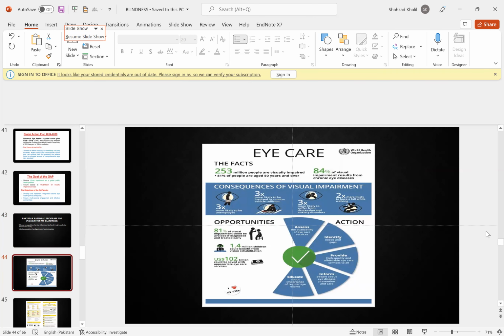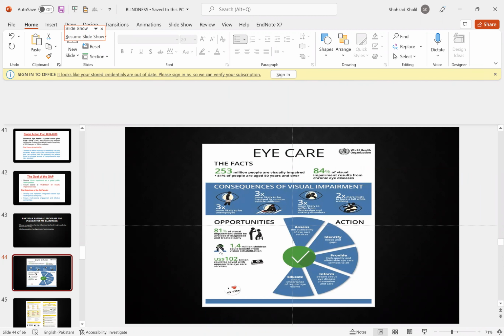If we talk about the eye care advised by WHO, the facts are: 253 million people are visually impaired. 81% of people are aged 50 years and over. 84% of the visual impairment results from chronic eye diseases. And the consequences of visual impairment are that people are 3 times more likely to be unemployed, 3 times more likely to be involved in motor vehicle collisions, 3 times more likely to suffer from depression and anxiety disorders, and 2 times more likely to have a fall when walking.